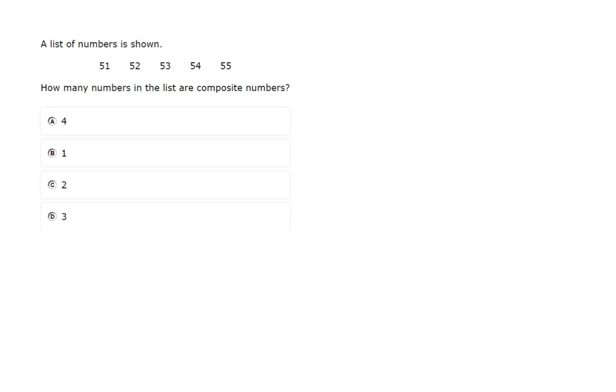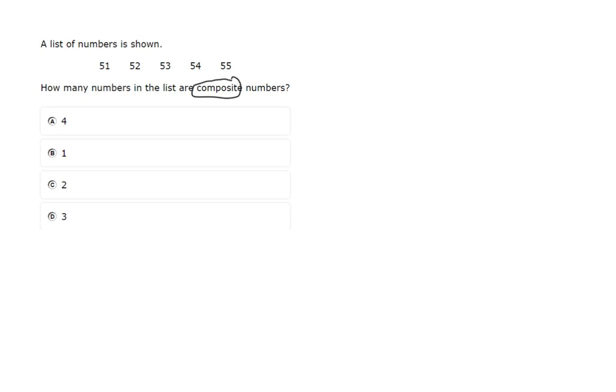Alrighty, guys, we're back. Let's go ahead and take a look at this. So we have this new problem here, and this one says a list of numbers is shown: 51, 52, 53, 54, and 55. Okay? And it says how many numbers in the list are composite numbers. So now we're looking for composite numbers.